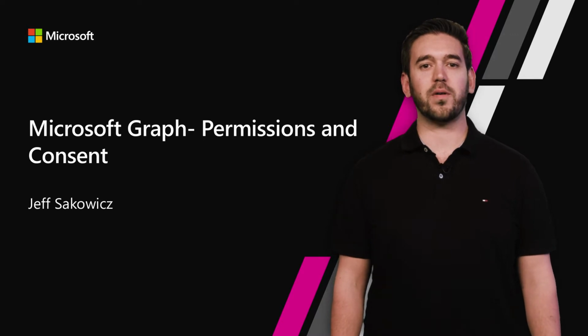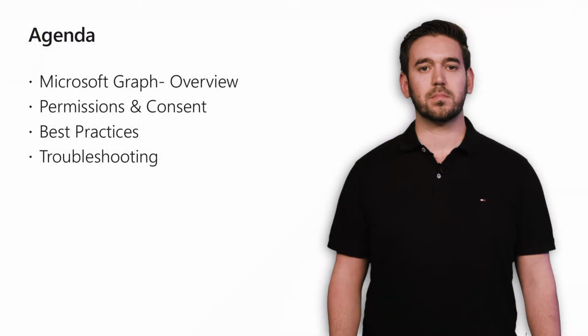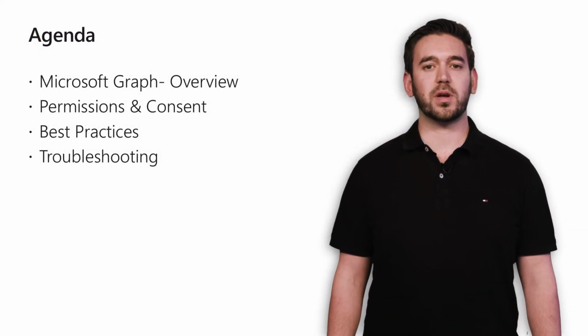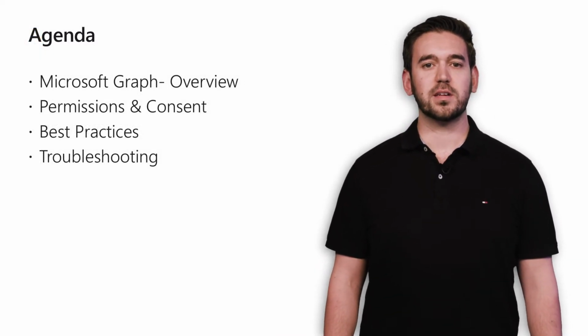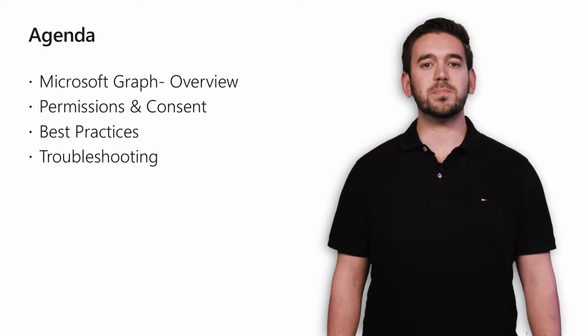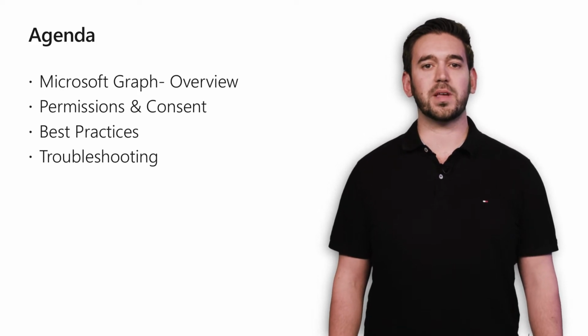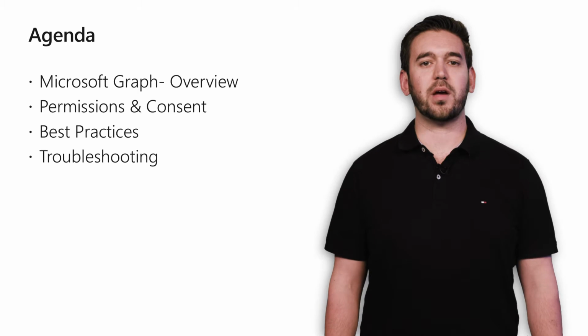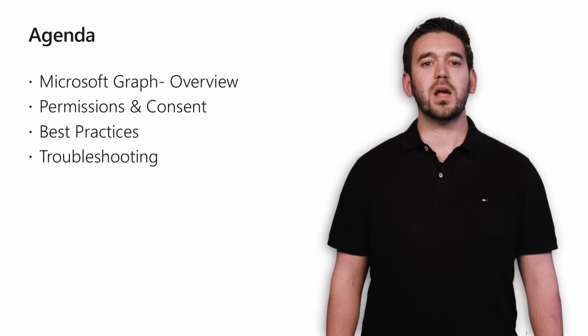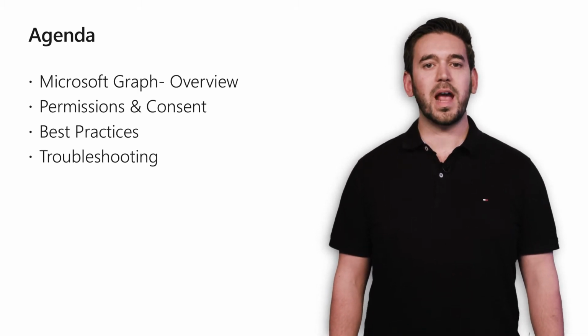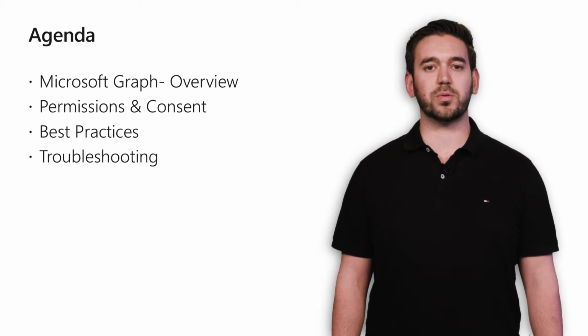In this video, I'll provide a detailed look at our permissions and consent model. I'll start by explaining what Microsoft Graph is to help give you some context. For the rest of the video, we'll do a deep dive into our OAuth permissions and consent model, with a specific focus on how they relate to Microsoft Graph. I'll start with an overview of the model, and then dig into some best practices and troubleshooting tips.